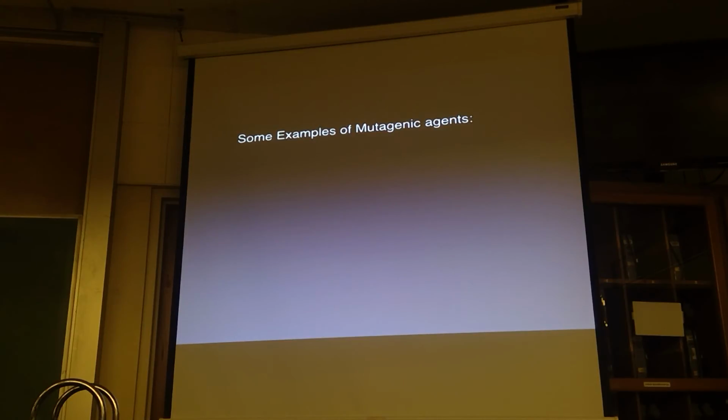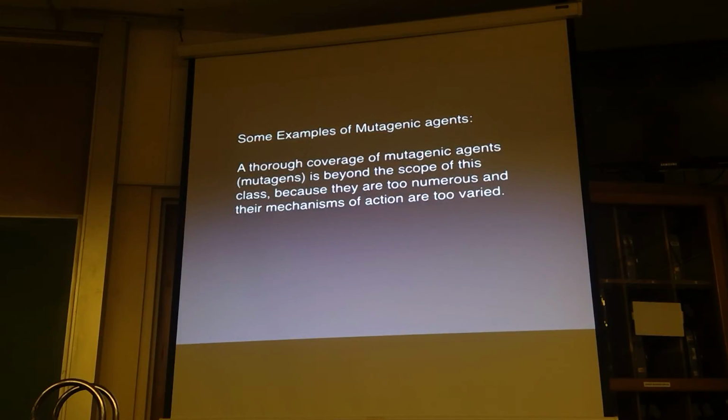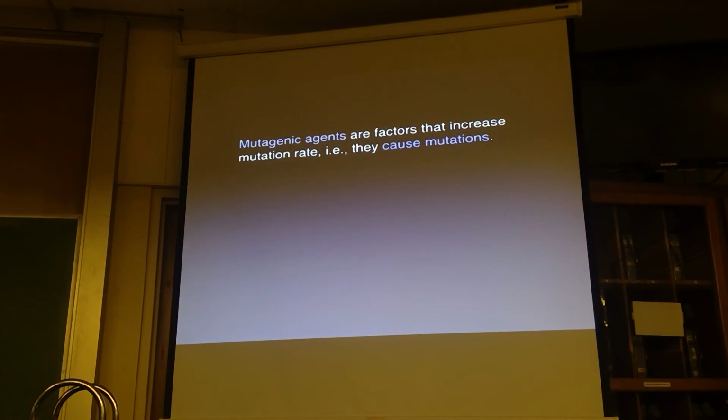Okay, so now let's take a look at some mutagenic agents and see how far we'll get with this. Again, this is a huge topic because there are so many things that can be mutagens. So we'll just look at some specific examples. Mutagenic agents are just factors that are going to increase the mutation rate. If the spontaneous mutation rate is 1 per 100 million copies of the DNA, a mutagen is going to make mutations more common. They cause mutations.